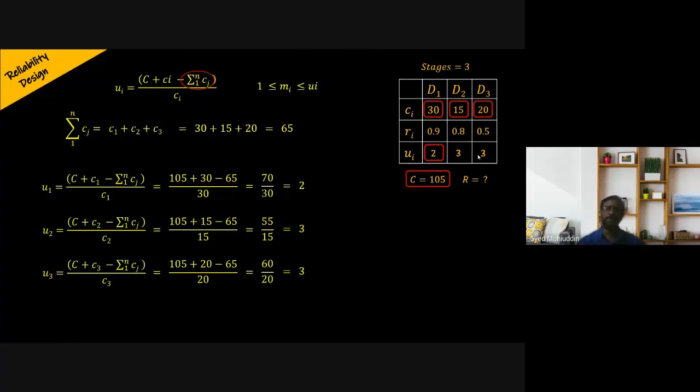So we will be given the number of stages, and the devices we are representing as D1, D2, D3 for 3 stages. We will be given the cost, the reliability, and the maximum cost we have at hand, 105. We cannot spend more than 105 to buy these devices.